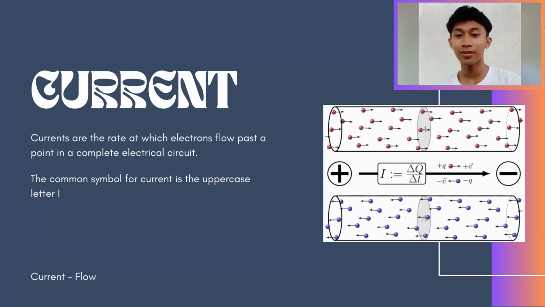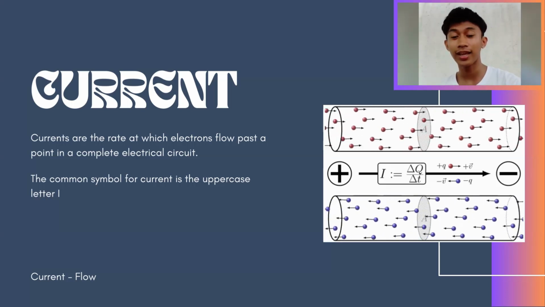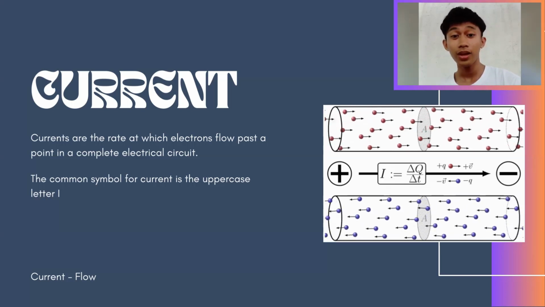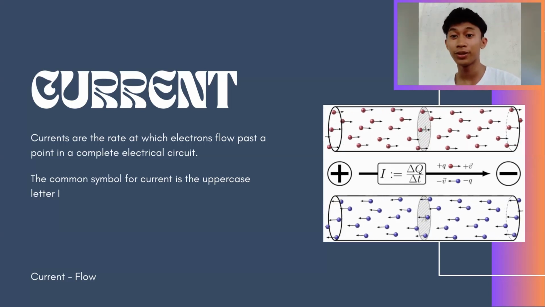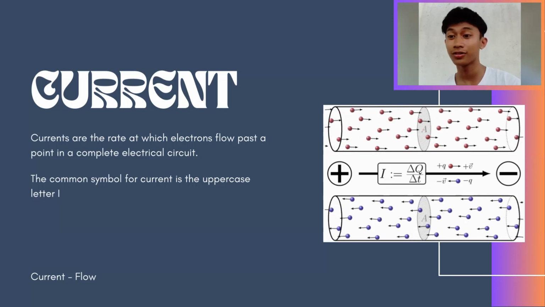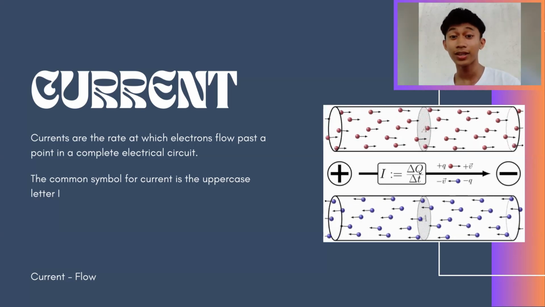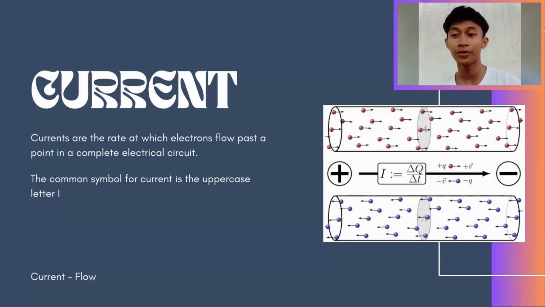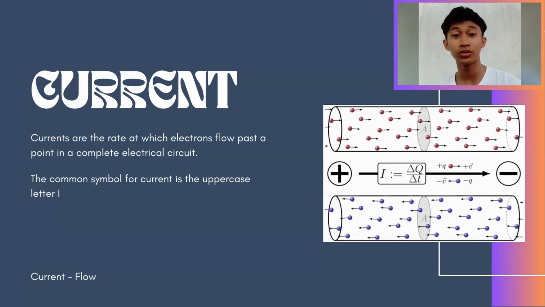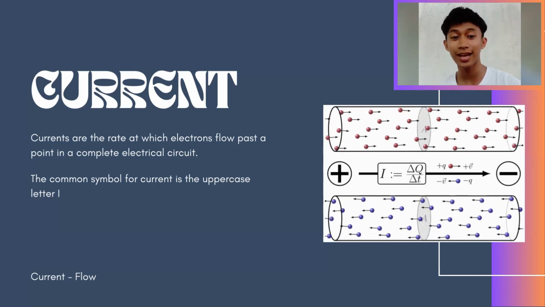Kung makikita nyo dun sa diagram natin, there is a flow of electrons. And the equation for this, since we are dealing with physics and we need the mathematical equation in concept, current is equal to the change in charge over change in time. Always remember to use coulombs in charge and use seconds in time.